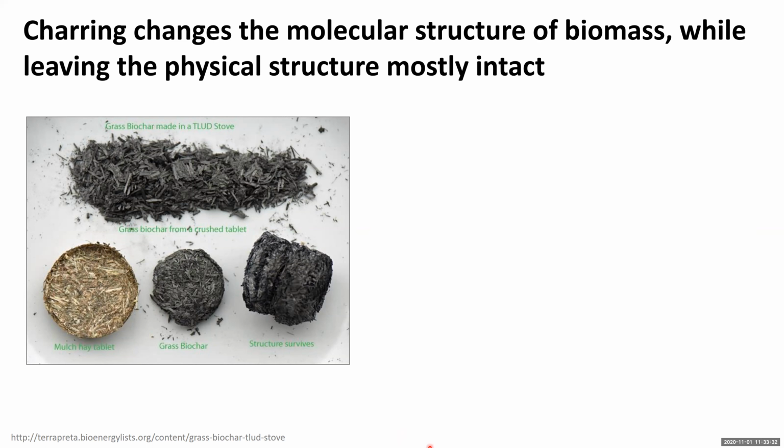One of the things that I think is so fascinating about biochar is that the charring or pyrolysis process changes the molecular structure of biomass, but leaves the physical structure mostly intact. You can see in this photo a tablet of compressed grass or hay. This entire tablet can be charred, and when the tablet is crushed, we can see that the physical shapes and size of the fragments of grass leaves and stems still exist.